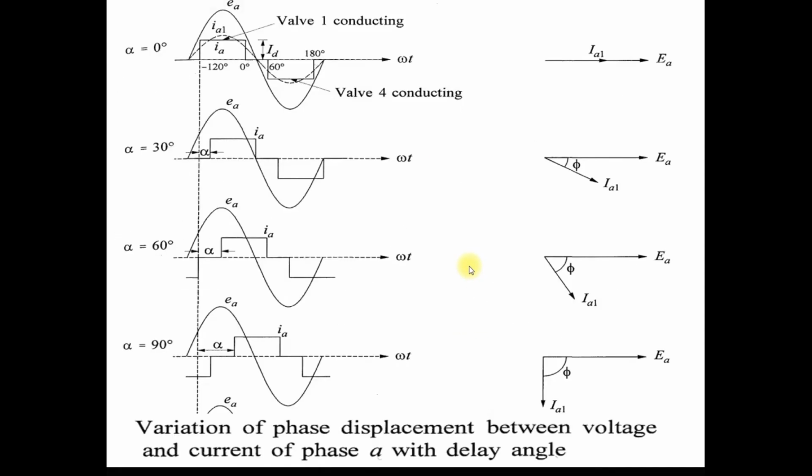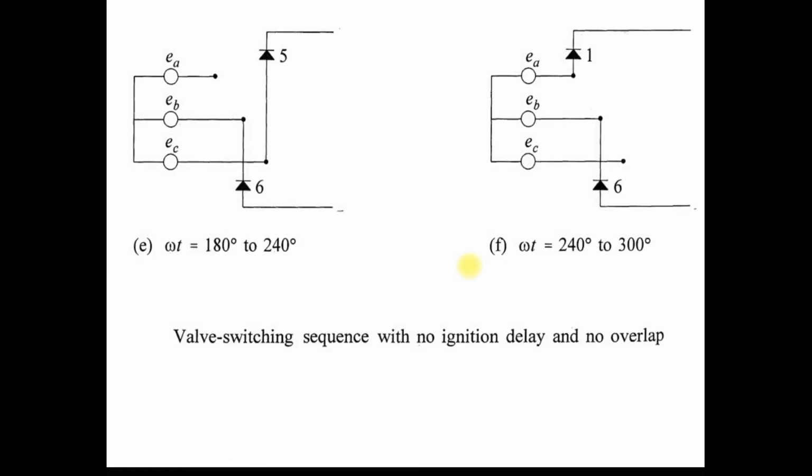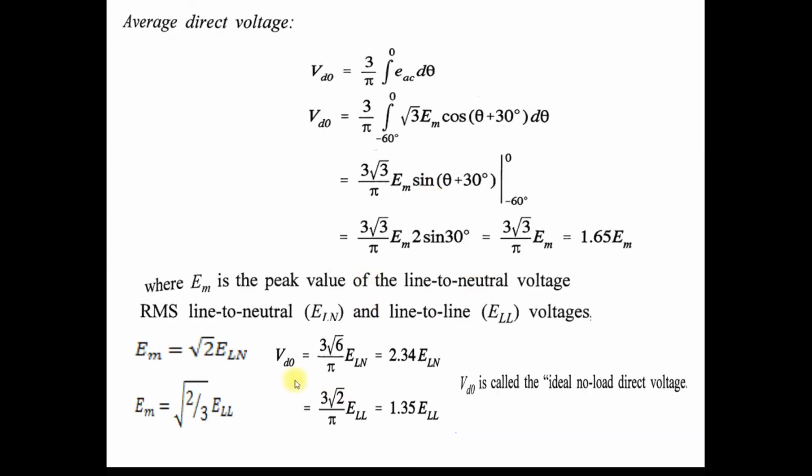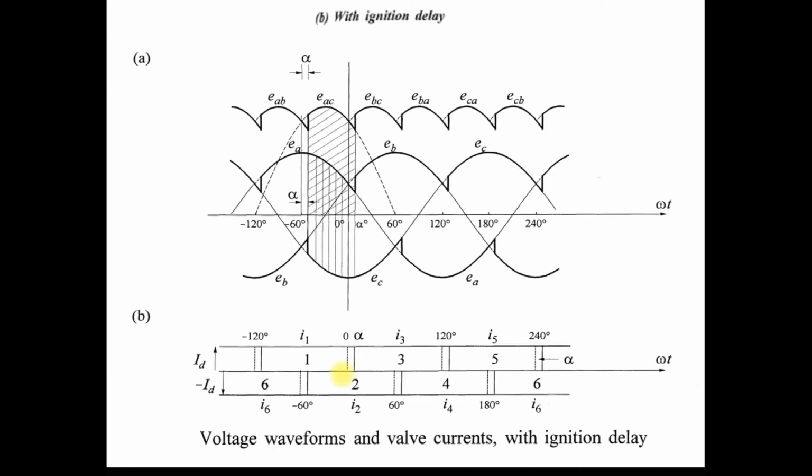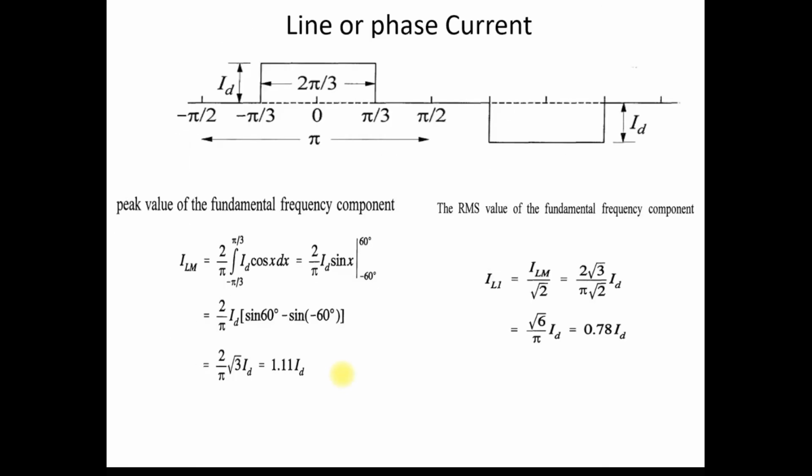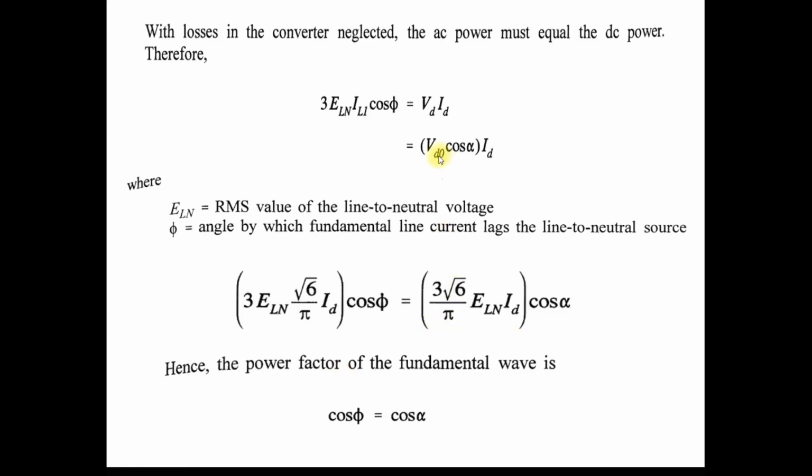In the first assumption, alpha is 0, and you can see that we have already derived this equation. Yes, Vd0 is 3 root 6 ELN divided by pi. So put this here: replace Vd0 by 3 root 6 by pi into ELN into Id into cos phi. After simplification, you get this power factor cos phi. You can see that ELN cancels out, root 6 cancels out. So finally you get cos phi on the left-hand side and cos alpha on the right-hand side. It means that your power factor is equal to cos alpha.